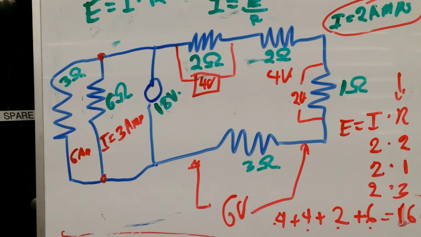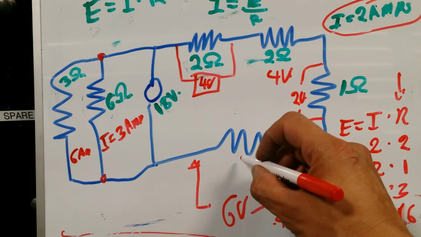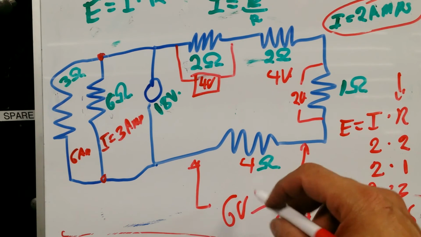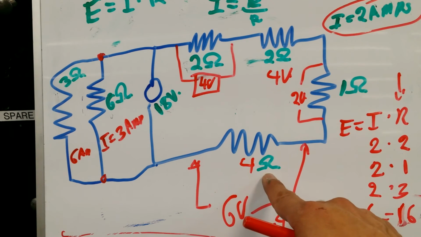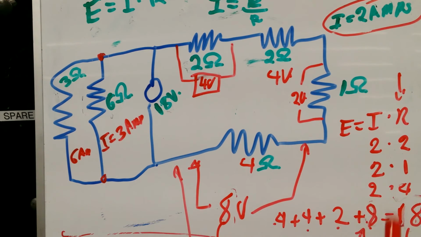The error that I made is that earlier when I was preparing the formula, instead of making a 4 ohm resistor, I made a 3 ohm resistor. So if I fix it by putting a 4 ohm resistor, now I can just rework this equation, which is 4 times 2 is 8 volts. So now I got 8 volts over here, which is what I put over here. So now let's do the addition again. 4 plus 4 is 8, plus 2 is 10, plus 8, 18. 18 is the same thing as 18. So now it does balance out.